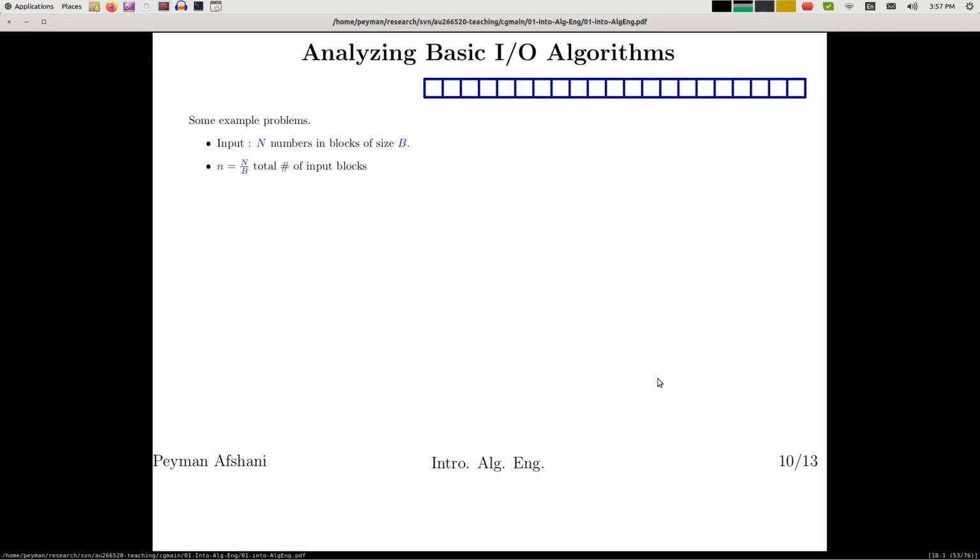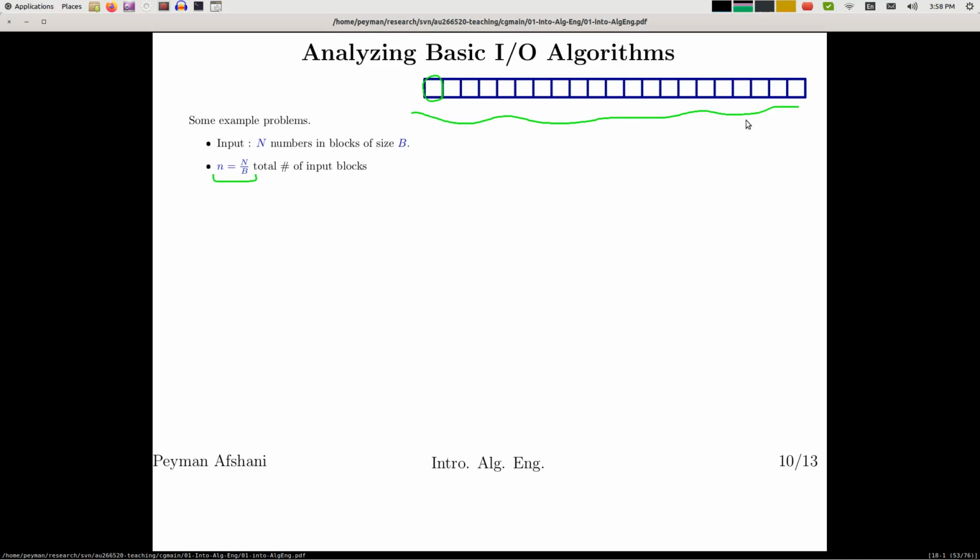We now analyze some basic algorithms in the AI model, just to see how it can be done. I have three examples here, and all of them involve numbers. Assume that I have an input of capital N numbers, in blocks of size b. Assume this is my disk that stores these N numbers. Every b numbers are stored in one block, like this. So the total number of blocks will be small n, which is equal to capital N divided by b.